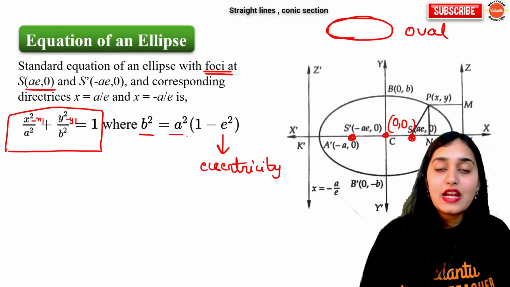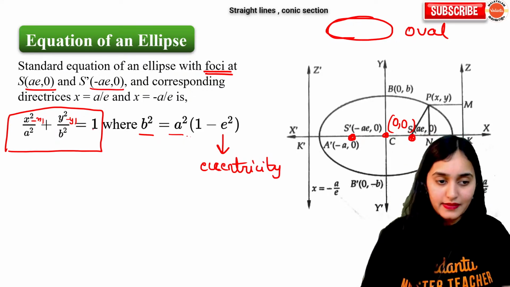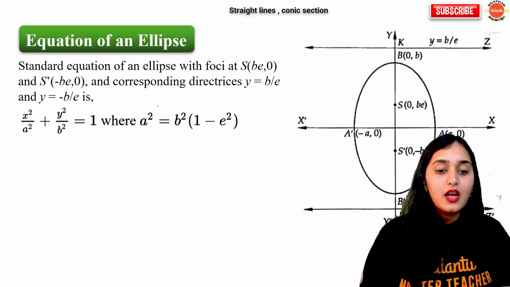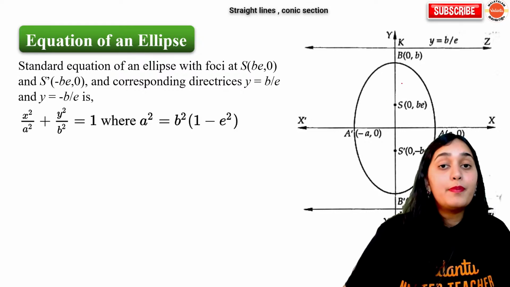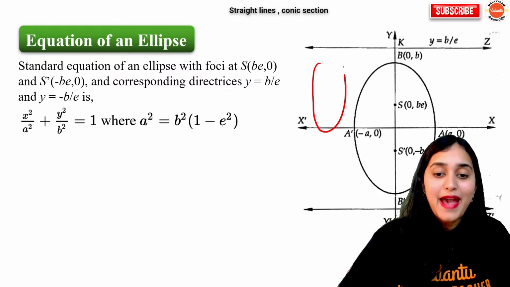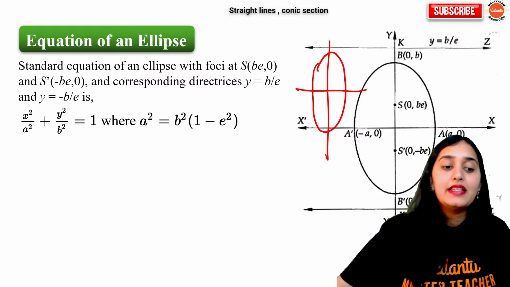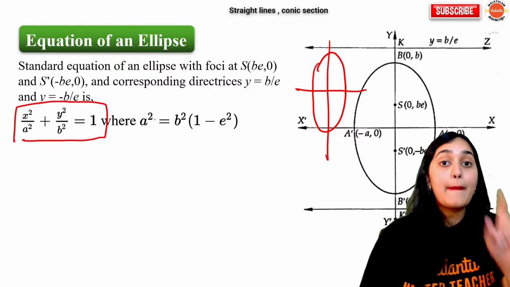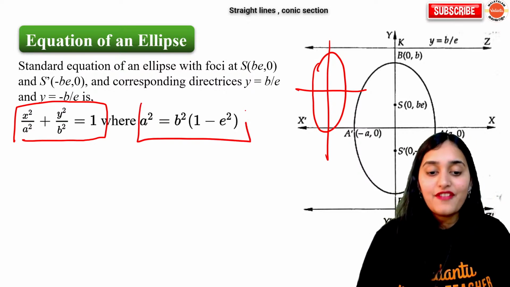Focus is (ae, 0) and (minus ae, 0). Directrix will be x = a by e and x = minus a by e. Now, your ellipse can also be formed parallel to the y-axis. Then the equation will still be x square by a square plus y square by b square is equal to 1. But the eccentricity formula will change.